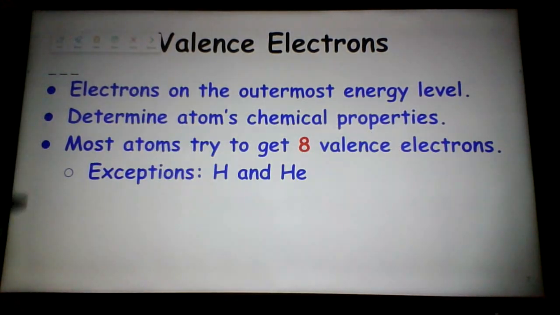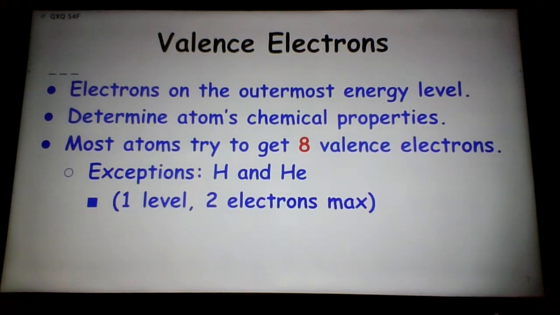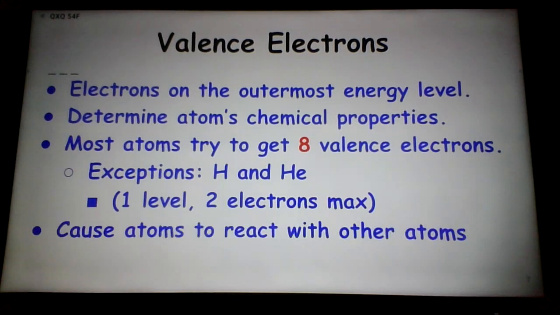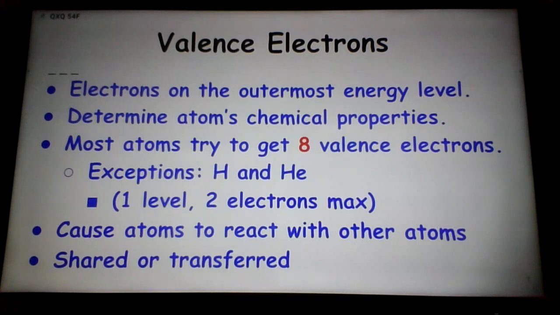Now, there are a couple more exceptions that I'll tell you about another time where they're not trying to get all the way up to 8. There are only 3 more. Reminder that hydrogen and helium have only the 1 energy level, and the maximum on the first energy level is 2 electrons. So hydrogen and helium are 2 of the exceptions for atoms trying to get 8 valence electrons. And I said this a few times, now you see it on the screen. The valence electrons cause atoms to react with other atoms. They can be shared or transferred, which is really what the next chapter is all about.